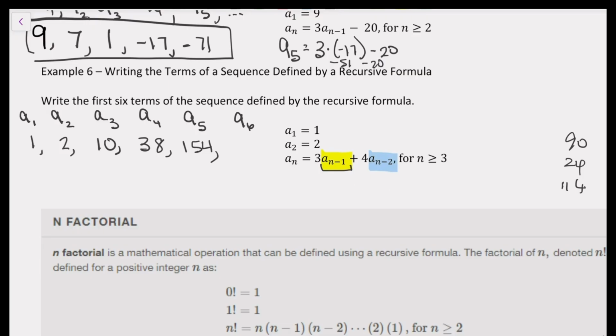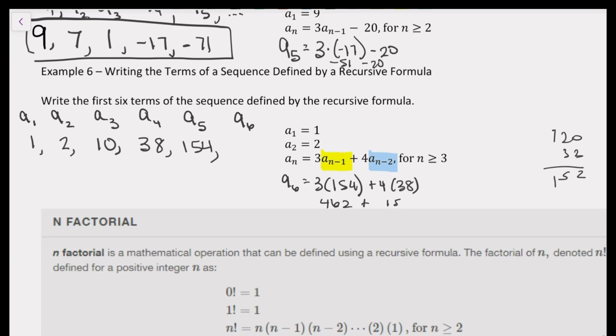Let's go one more time because they want the first 6. The sixth term is going to be 3 times 154 plus 4 times 38. 154 times 3 is 462. 4 times 38 is 152. So we get 614 here. There's the first 6. And it's recursive because we used previous terms.